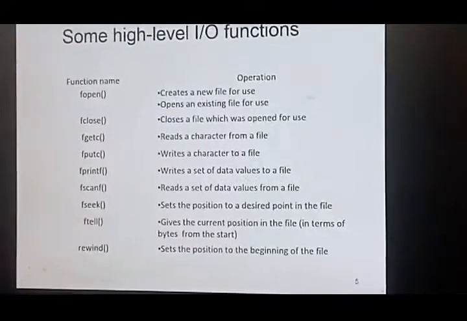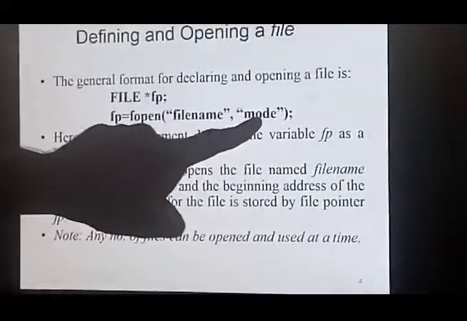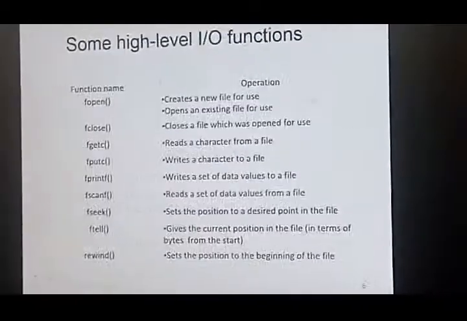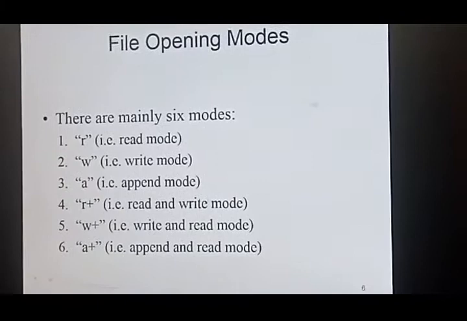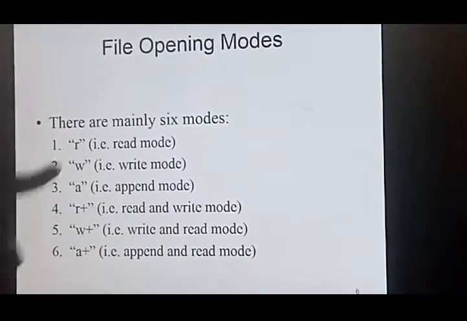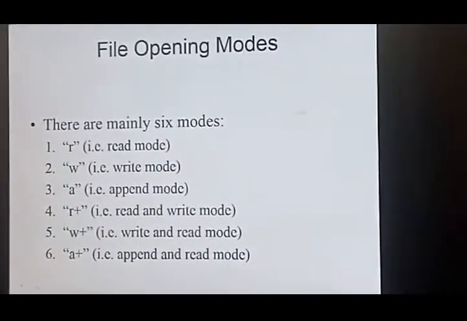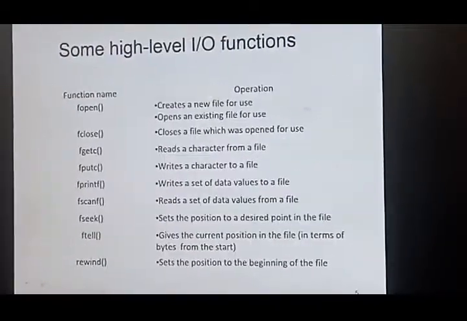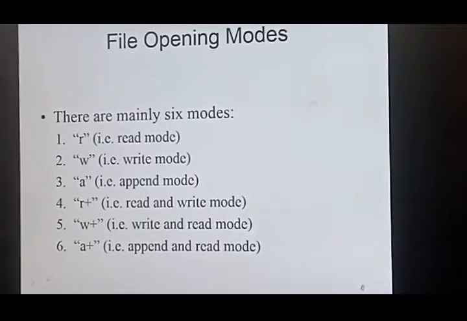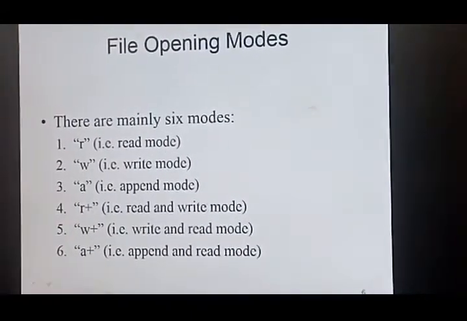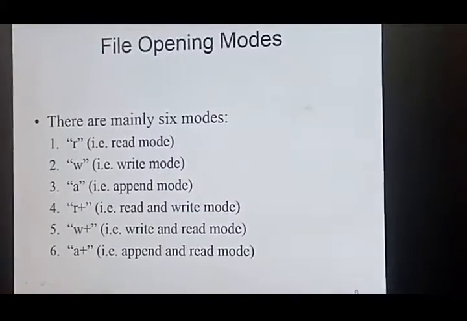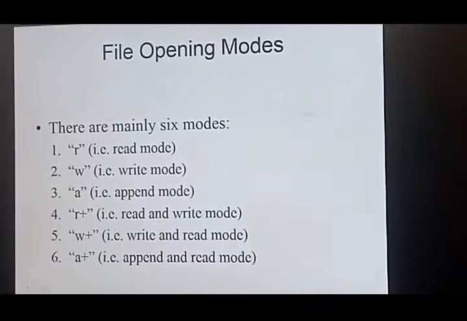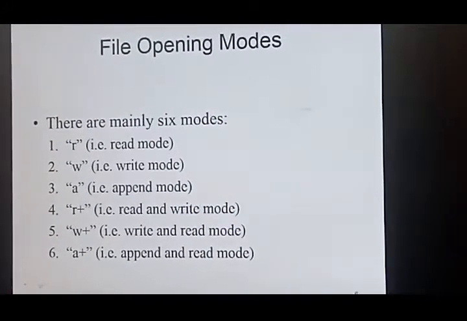In fopen, we mention the mode. That is the next part we are going to deal with. We have 6 different modes. If you mention R in the place of mode, the file will be opened in read mode, and if the mode is W, it will be in write mode, and if it is A, you are going to append the data to the existing data.